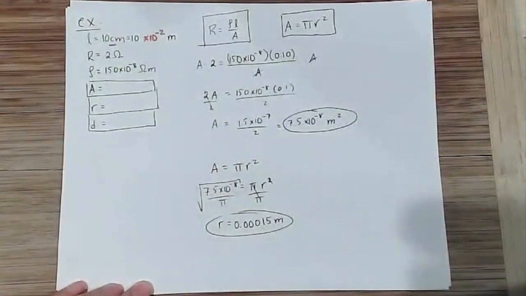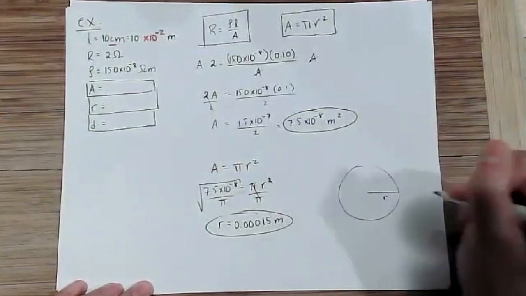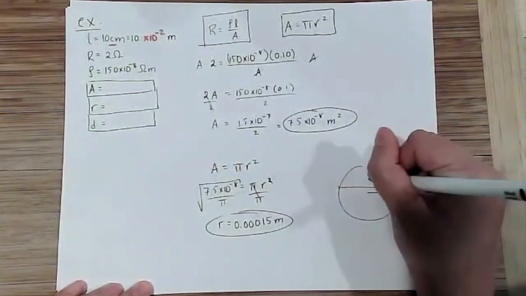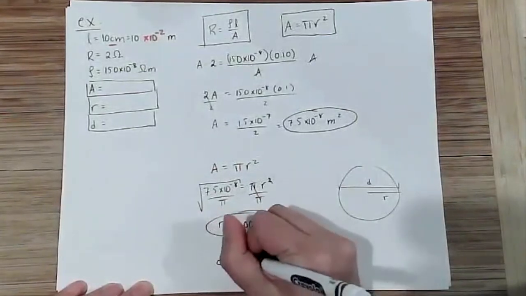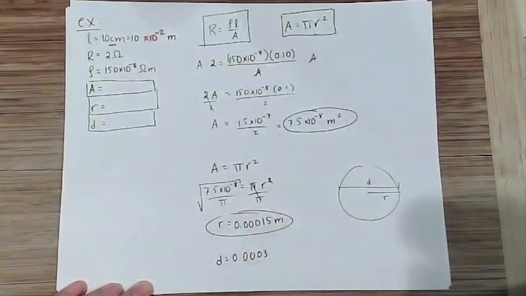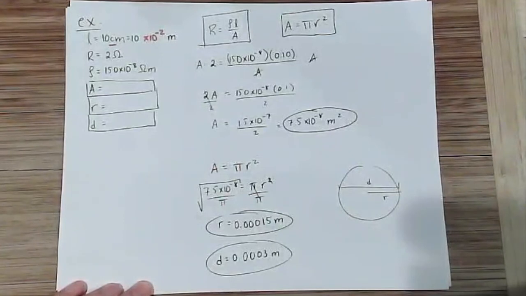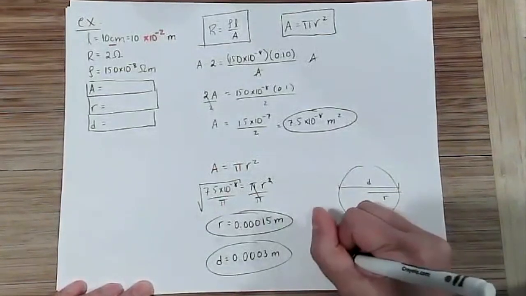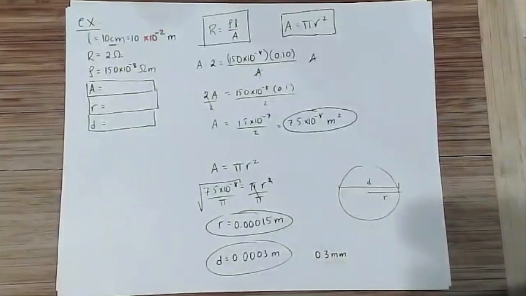Finally, how do I turn radius into diameter? Well, silly, radius is half of the diameter of a circle. So multiplying this by 2, the diameter of this wire is 0.0003 meters. Or if you want to convert it into units that make sense, this is 0.3 millimeters. Very, very, very small wire, but that makes sense for what we did in class.